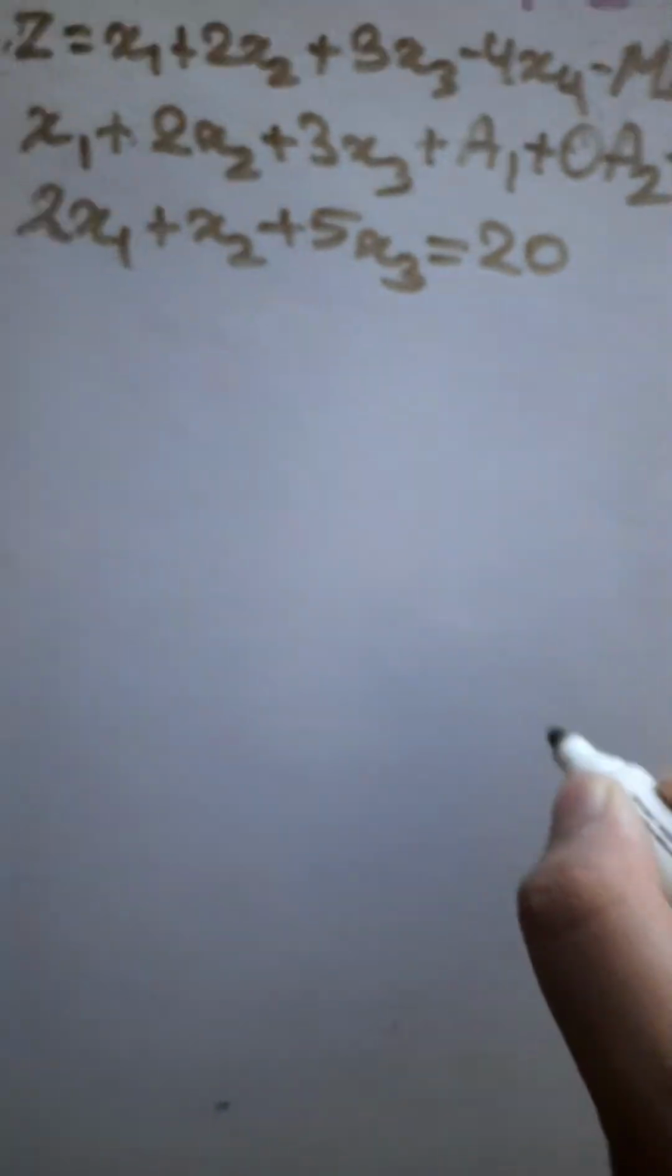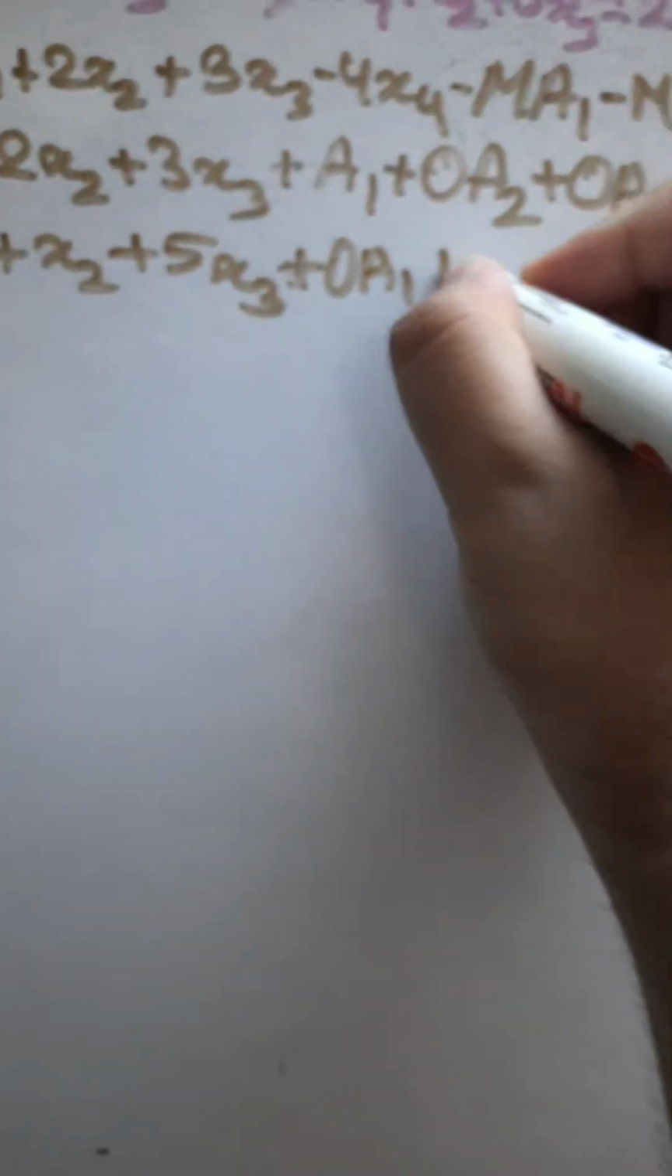Let's go to the second equation: 2x1 plus x2 plus 5x3 plus 0a1 plus a2 plus 0a3 is equal to 20. Whichever equation it is, that A would remain and the other A would be 0.